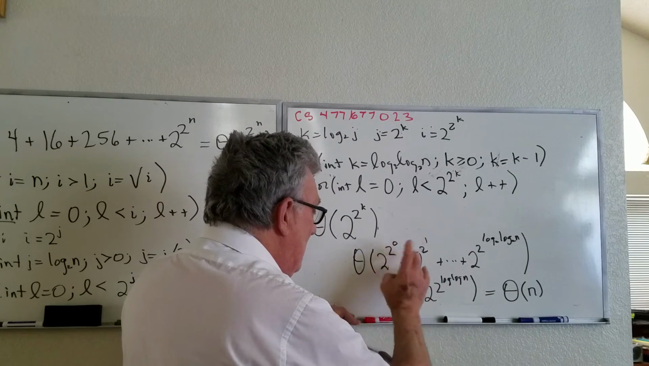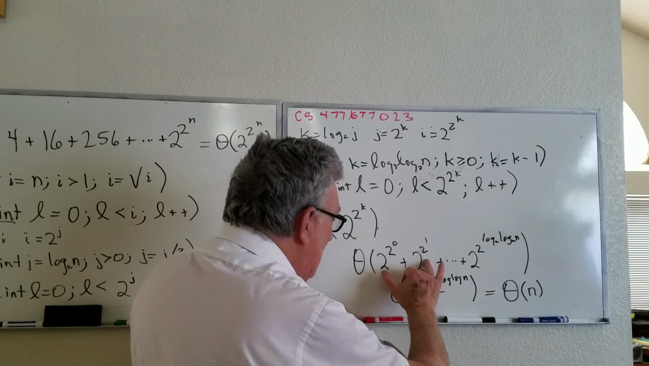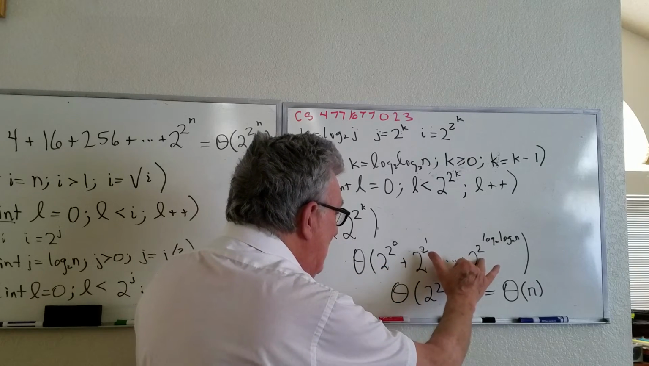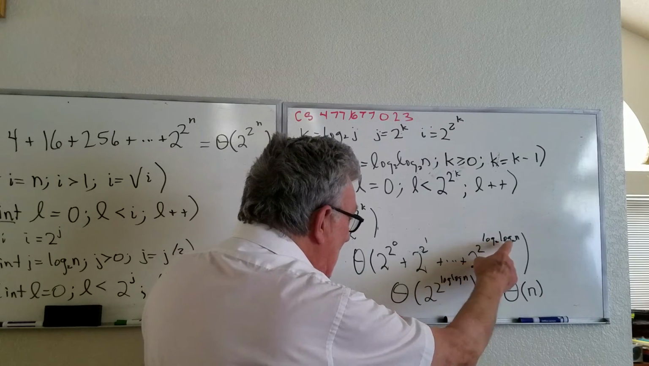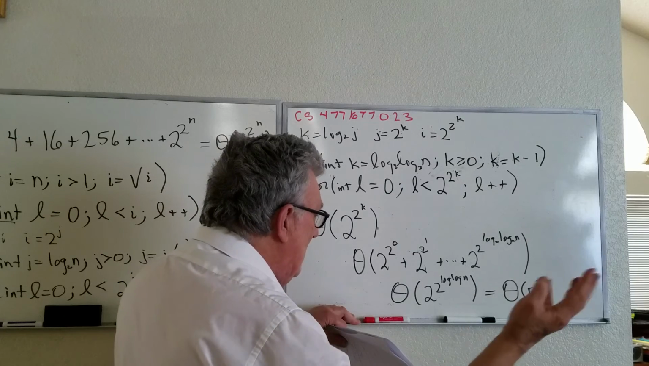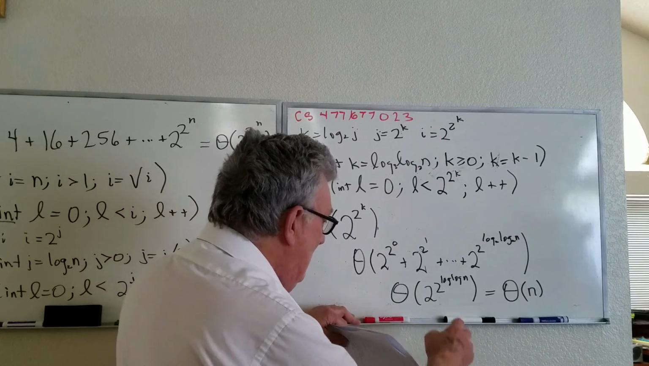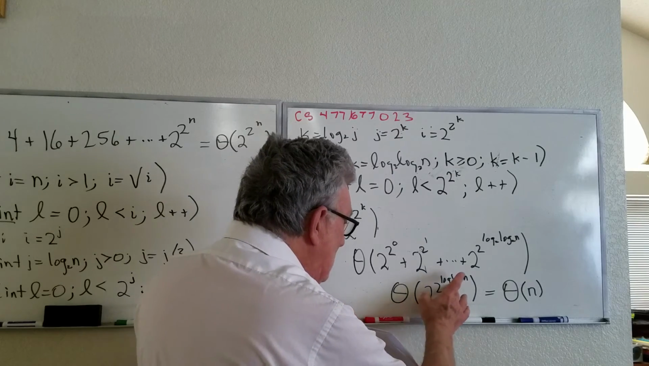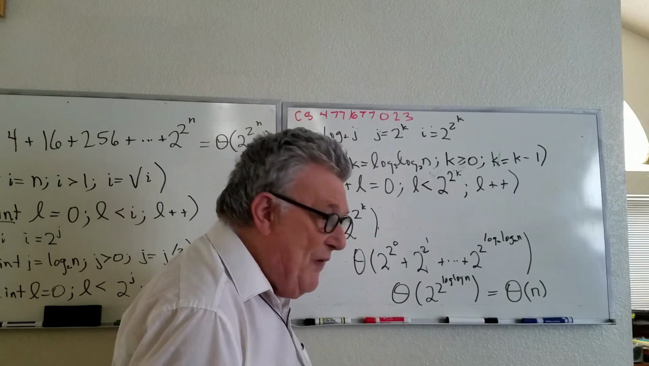2 to the 2 to the 0, which is of course 2, and then this is 4, and then 16 and so forth until it goes up to the very last term, which is by far the largest, 2 to the 2 to the log n. Now, what happens here is that 2 to the 2 to the log n is nothing but n. So therefore the summation is theta of n.